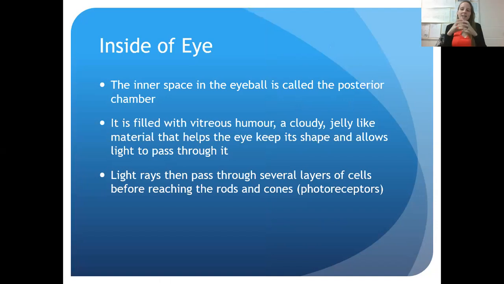Inside of the eye, you do have this big chamber that's filled with what's called the vitreous humor, which is a jelly-like substance that also helps the eye contain its shape, so it doesn't just flatten in on itself. And as the light rays pass through it, it is only slightly cloudy, so the light can go right through to the back of the eye where the retina is.